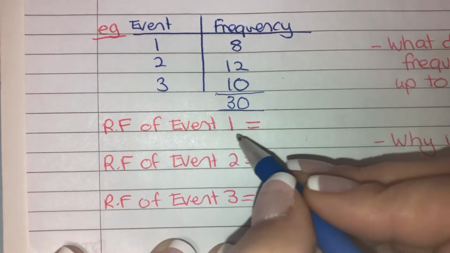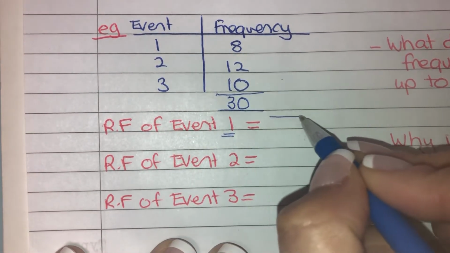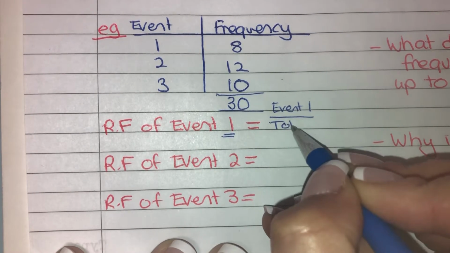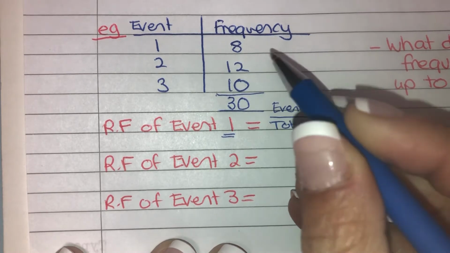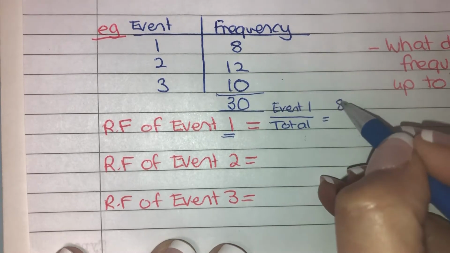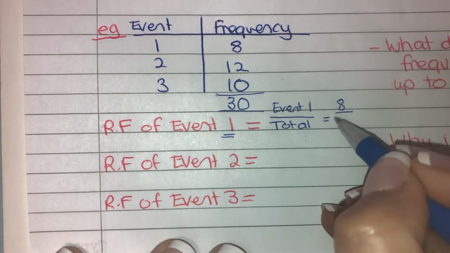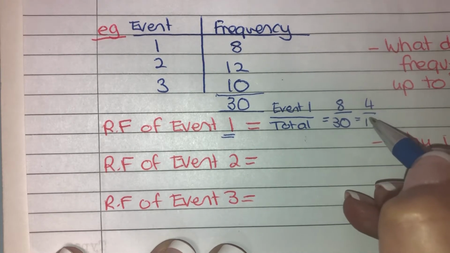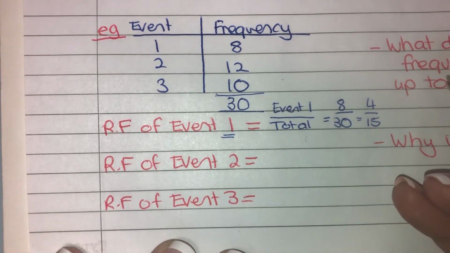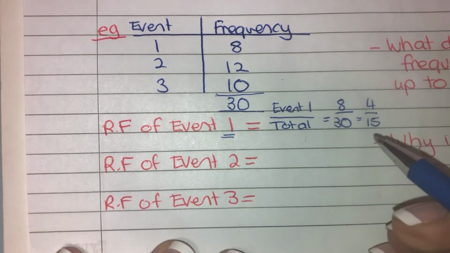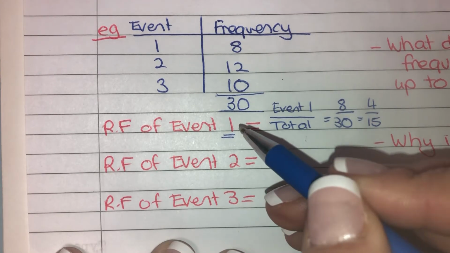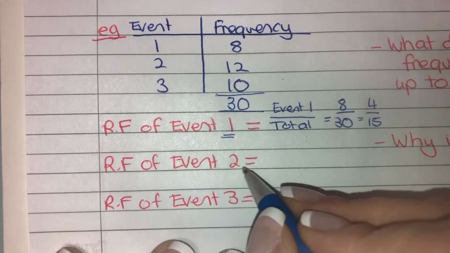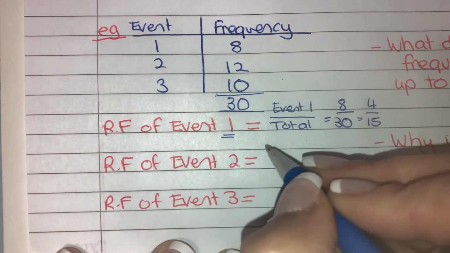So the relative frequency of event 1 is event 1 on the top divided by the total on the bottom. So event 1, if we go to our table, we've got an 8 and the total is 30. And if we divide both those by 2, or if we put it in our calculator, you'll get 4/15. What does that mean? It means out of 15 goes, event 1 will come up 4 times. Okay, let's do number 2. Event 2 is going to be on the top. So this time it's 12 times.